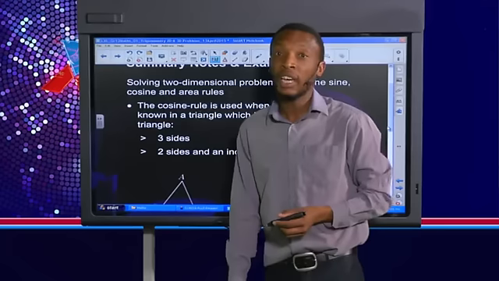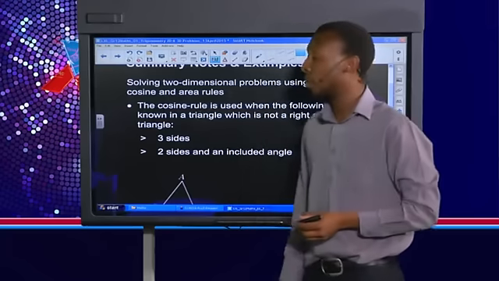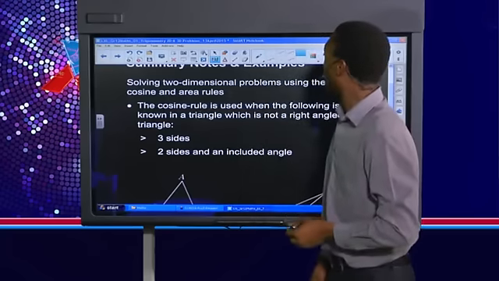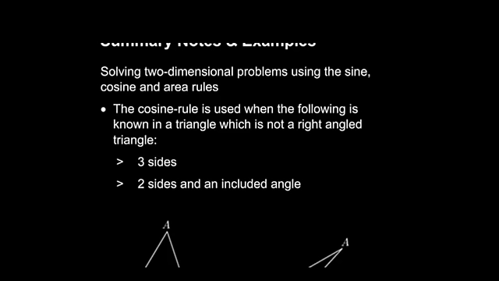Let's look at the cosine rule. Okay, so we're done with the sine rule now. Let's look at the cosine rule. The cosine rule is used when the following is known in a triangle, which is, again, not a right-angled triangle. So we use the cosine rule, very easy, when we are given 3 sides.